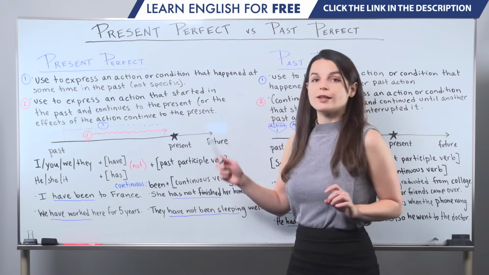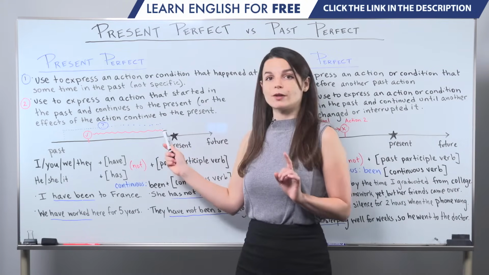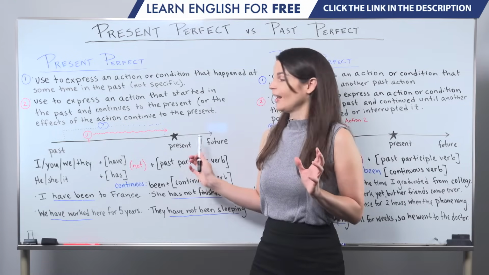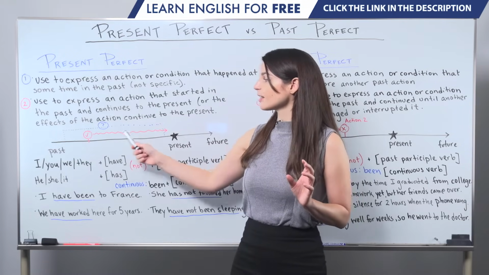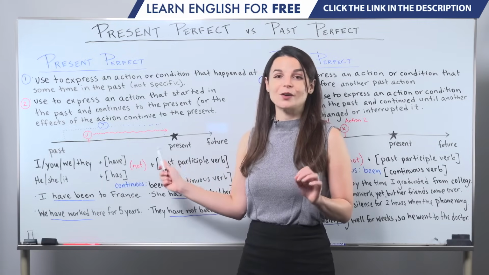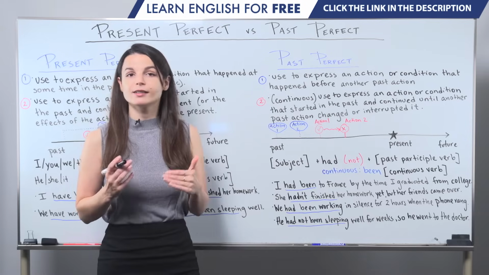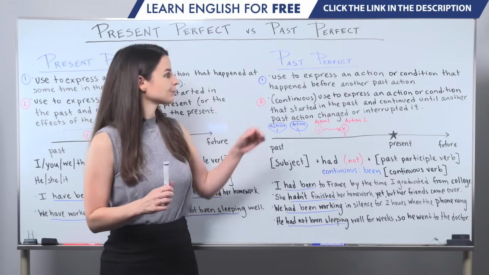So we use present perfect in these 2 ways, to talk about general life experience or no life experience, and to talk about actions and conditions that started in the past and continue to the present. So with this in mind, let's look now at past perfect tense and see how we use this one.